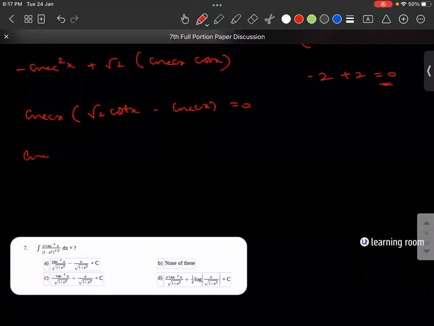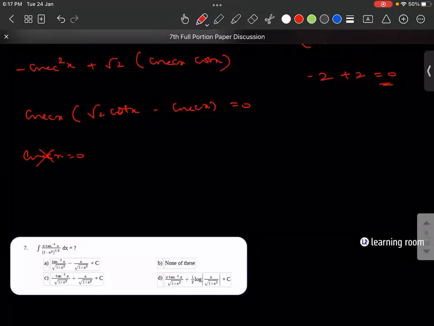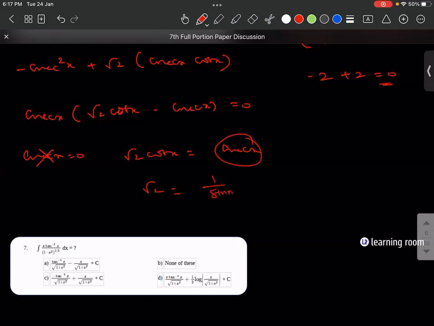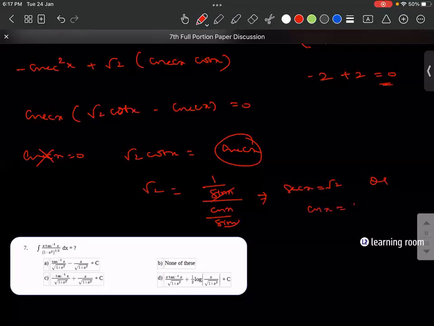So cosecant x is 0. Not possible. Cosecant x can never be 0. So root 2 cot x is equal to cosecant x. So root 2 is equal to cosecant x divided by cot x, which is 1 by sin x divided by cos x by sin x. So what are you going to get? You'll get secant x is equal to root 2, or cos x is equal to 1 by root 2. X will be equal to pi by 4.